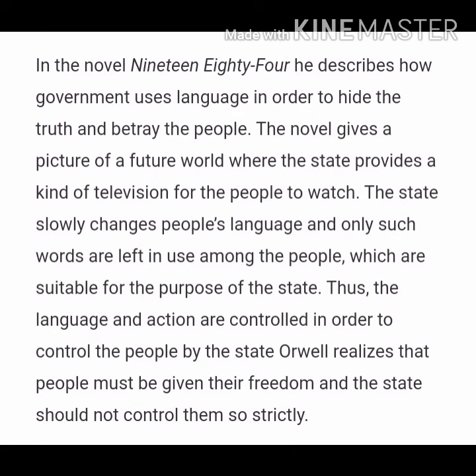In the novel 1984, he describes how the government uses language in order to hide the truth and betray the people. The novel gives a picture of a future world where the state provides a kind of television for the people to watch. The state slowly changes people's language and only such words are left in use among the people which are suitable for the purpose of the state. Thus, language and action are controlled in order to control the people by the state. Orwell realizes that people must be given their freedom and the state should not control them so strictly.